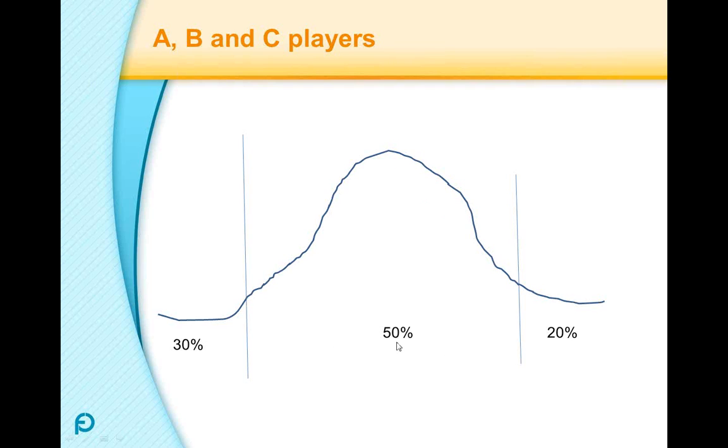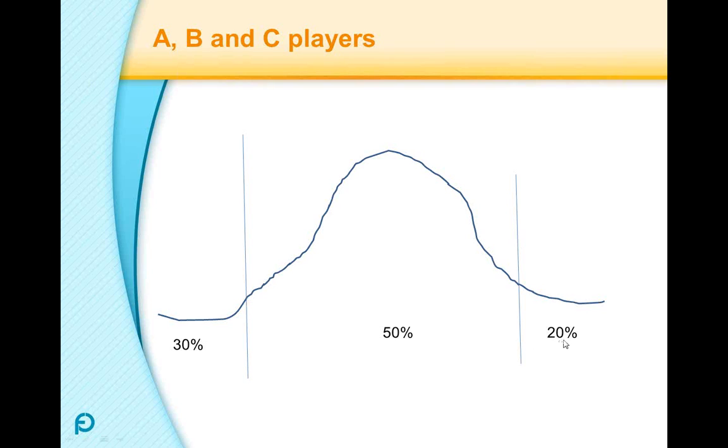Now, the B players can go down, or the B players can go up. You want them to go up. And when they get up here, they're on the cusp of becoming an A player. And certain privileges and certain responsibilities are going to fall on them when they become an A player, which we'll tackle in just a second.